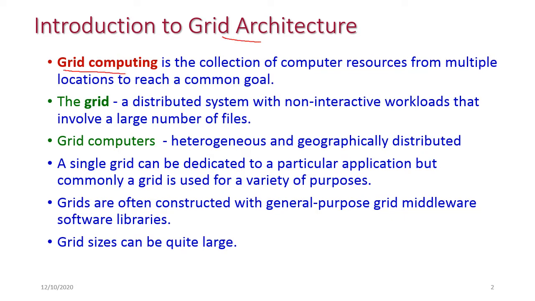A grid computing, otherwise a grid network, is a collection of computer resources. A collection of computer resources will be connected together to form the grid network, and those resources are from multiple locations. Those resources may be placed anywhere in the world, and those computer resources are working for a similar application. It is otherwise called a common goal.